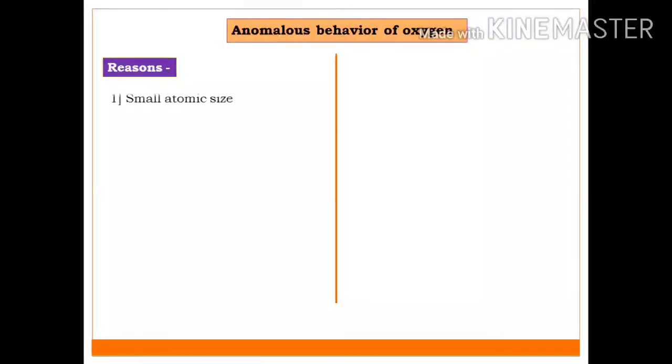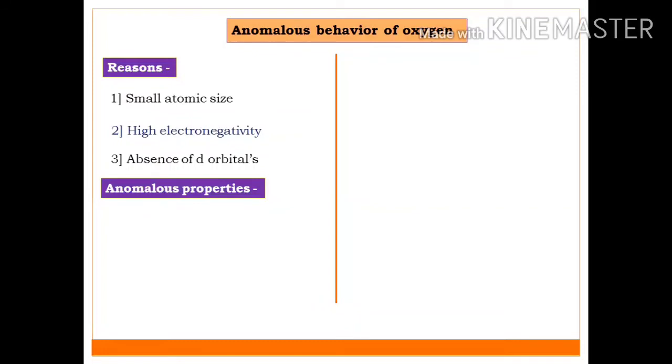The reasons behind this anomalous behavior are small atomic size, high electronegativity, and absence of d orbitals. Oxygen belongs to the second period, so the outermost shell in oxygen is the second. The second period has only s and p orbitals. There are no d orbitals in the second shell. Now, what properties of oxygen differ from other elements? These properties which differ are called anomalous properties. So now let us see the anomalous properties.